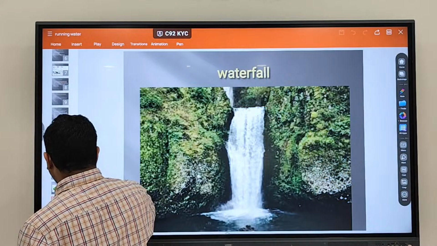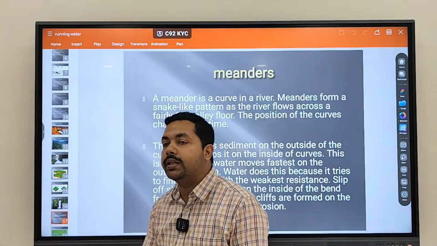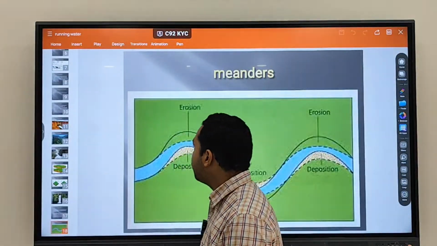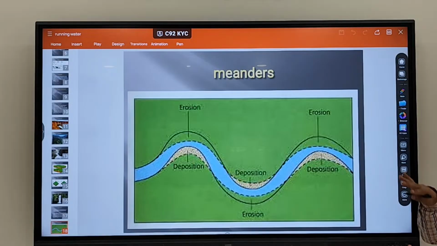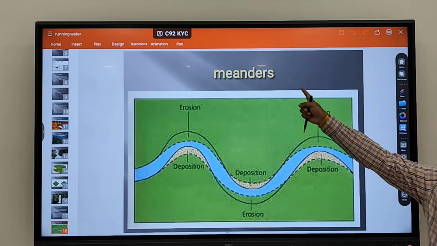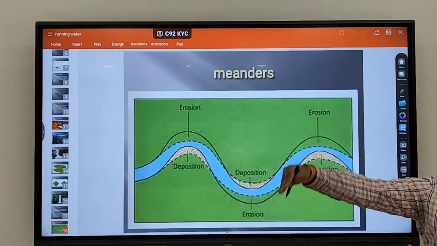Secondly, you have the lower course or middle course of a river. In the middle course of a river, the first thing that you find is a meander. A meander is nothing but a river flowing like this, in a snake-like pattern. When a river moves in a snake-like pattern, what type of flow is this? Meander flow, or wave pattern. It is also called a wave pattern.